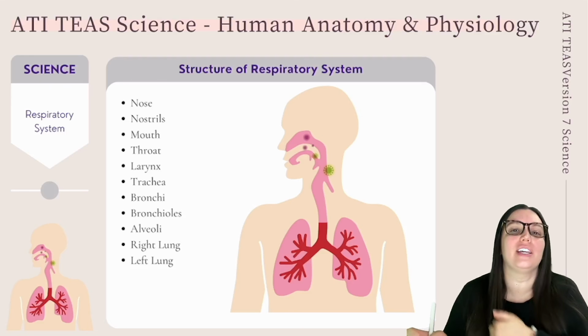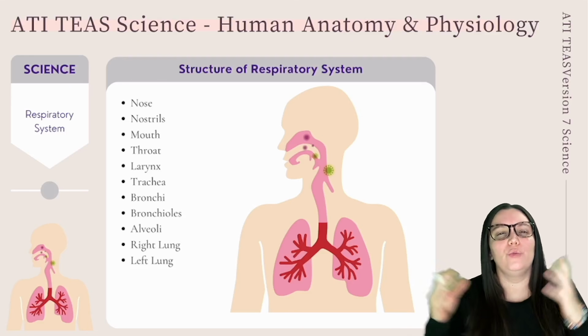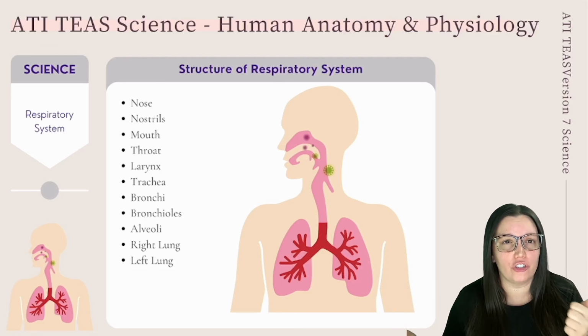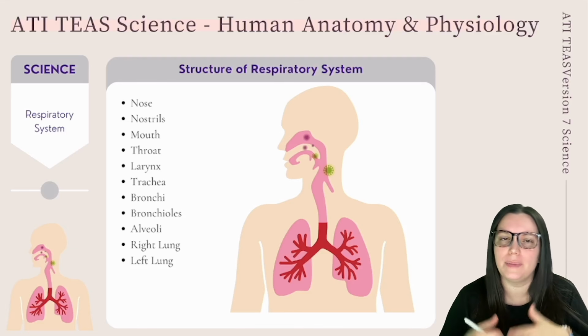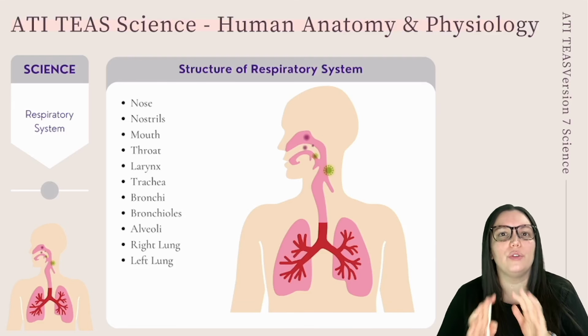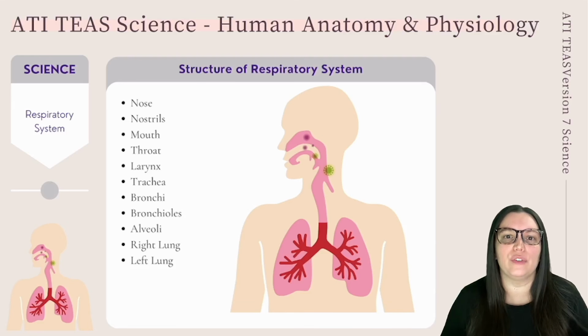We're going to begin by looking at the respiratory system. So what do you need to know about your systems? The big thing you need to know is what is their structure and what is their function. So let's begin with the structure of the respiratory system. So as we know, the respiratory system is responsible for taking in oxygen from the environment and releasing carbon dioxide, which is a byproduct of our metabolism.